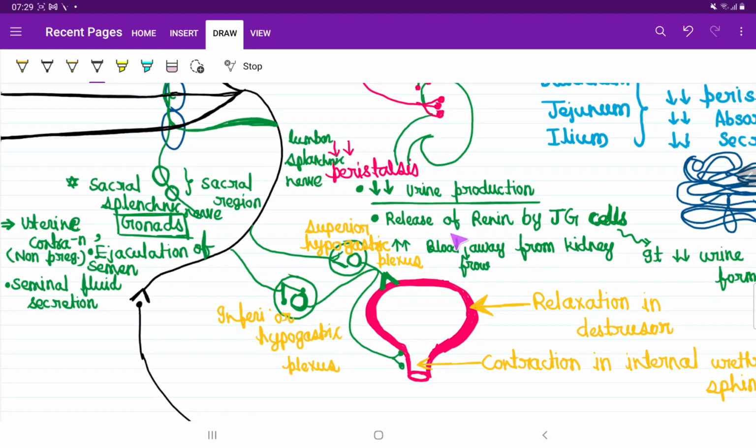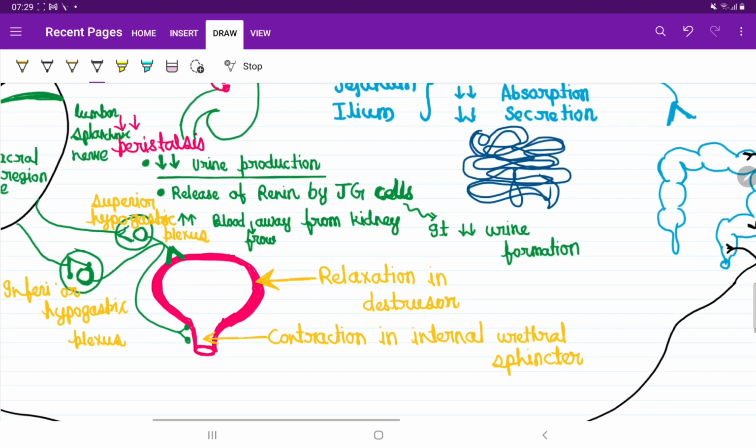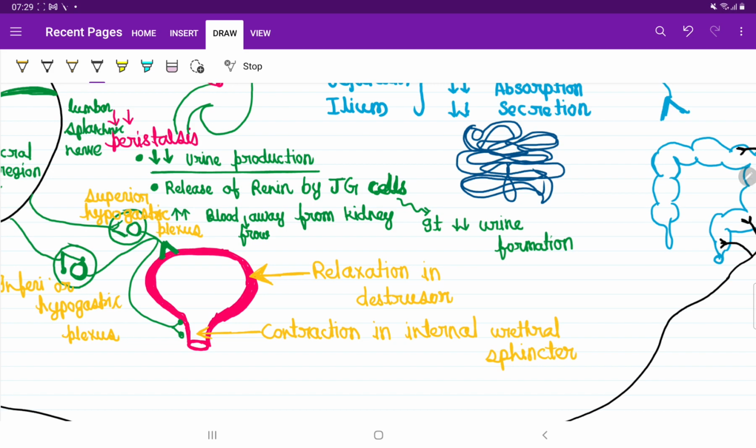In the kidneys, they decrease urine production. They actually promote release of renin from the juxtaglomerular cells, and we all know when the juxtaglomerular cells release renin, it will reduce urine formation, and it will reduce blood flow to the kidneys.